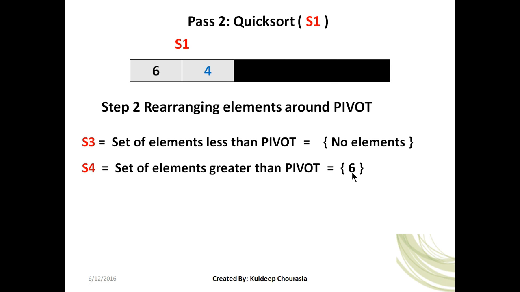Now we have to rearrange the elements. When we rearrange, we fix the position of pivot. Elements which are less than pivot go to left, and elements which are greater than pivot go to right. I have highlighted this cell with green color. It denotes that this position of pivot is now fixed and this element will not move. Here you can see that we have no elements which are less than pivot.